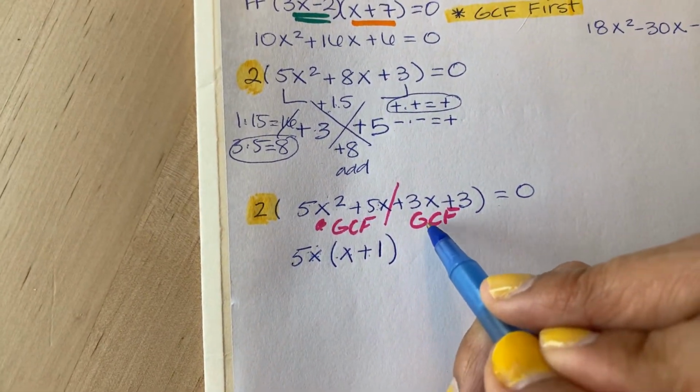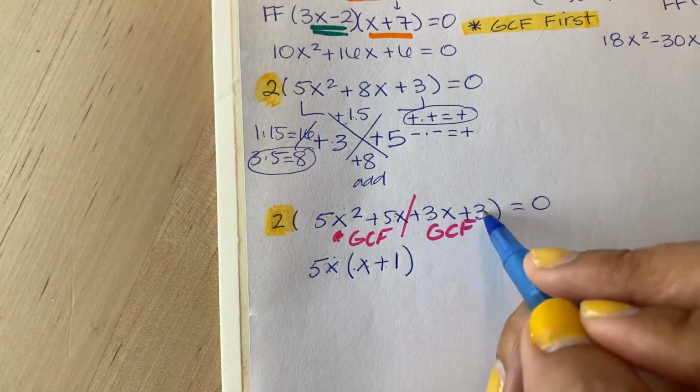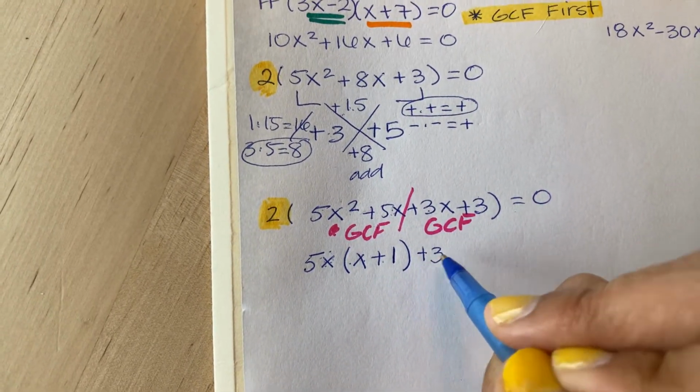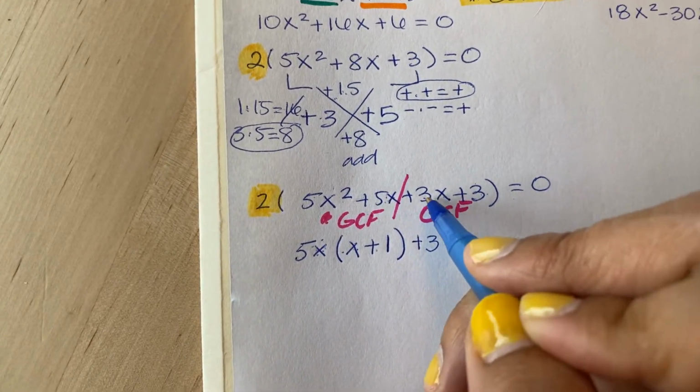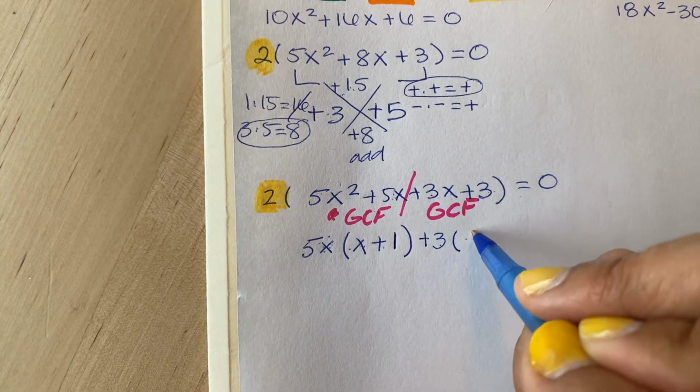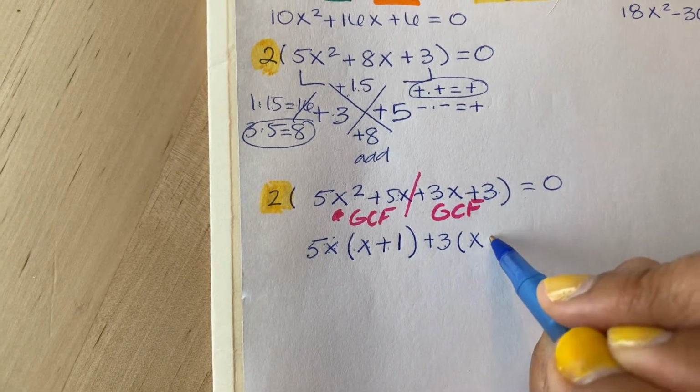Okay, so now let's look at the 3x. 3 and 3, I'm going to take out a positive 3. No x's, can't remove it. So what's 3 divided by 3? 1. Leave the x. What's 3 divided by 3? 1.